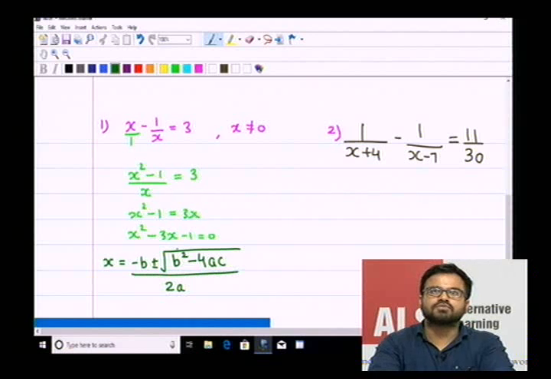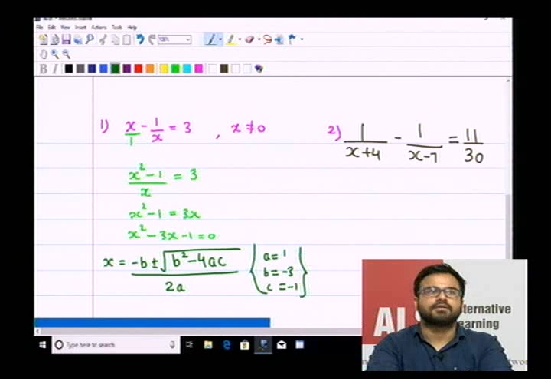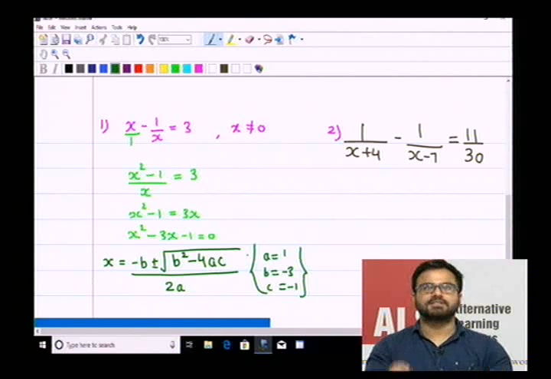So you just have to substitute the values over here, and here you can see that a is 1, b is -3, and c is also -1. Now just substitute the values of a, b, c in this formula and then simplify, and let your answer be in root.